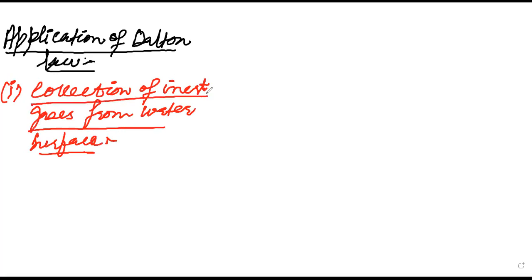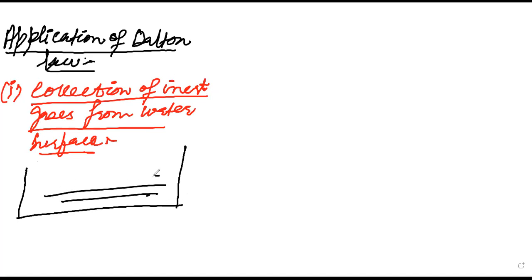Then we'll discuss this point. We draw a diagram to understand it. Here we draw a container which contains water molecules. As we know, evaporation takes place from water at all temperatures, so water vapors will form from the water surface.